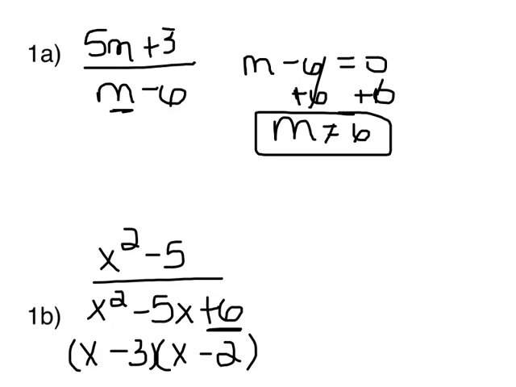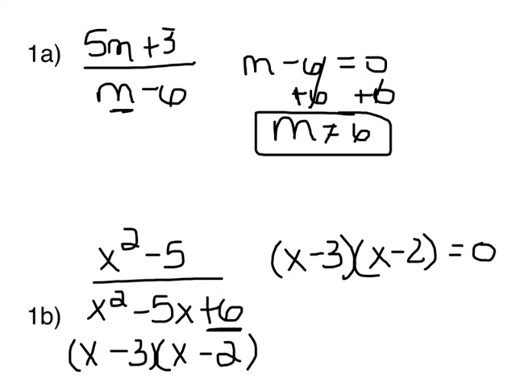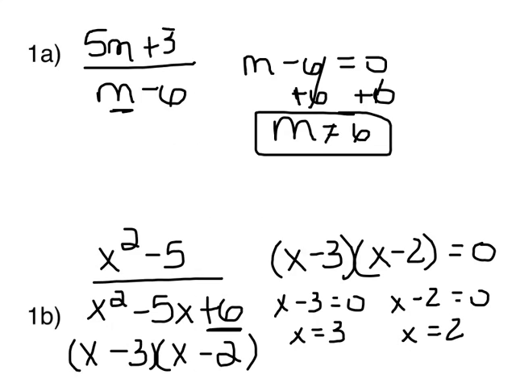Now, we have to figure out the values of our denominator that would give us 0. So we set x minus 3 times x minus 2 equal to 0, and we solve this quadratic equation. If x minus 3 equals 0, we'd add 3 to both sides, and we'd get x equals 3. If x minus 2 equals 0, we'd add 2 to both sides, and we'd get x equals 2. So our excluded values are that x cannot equal 3, and x cannot equal 2.